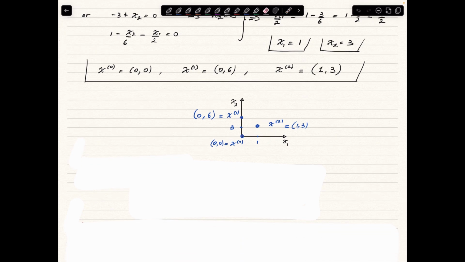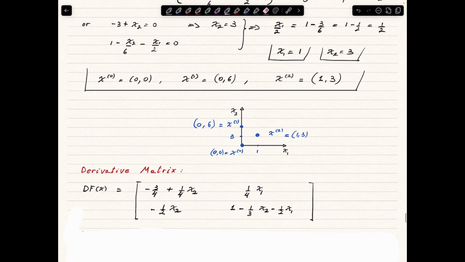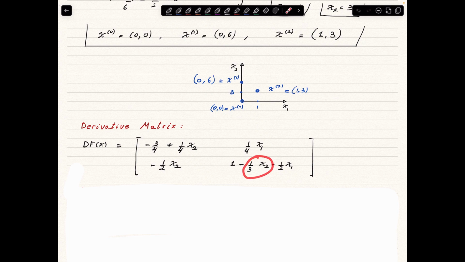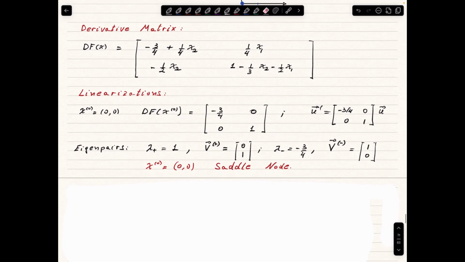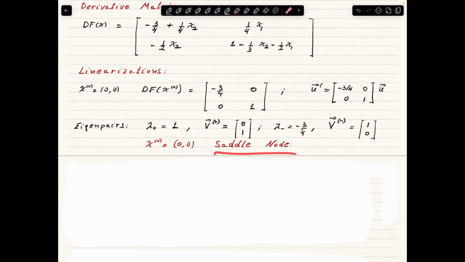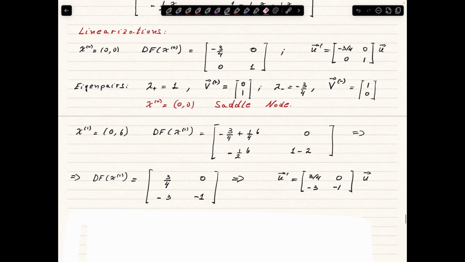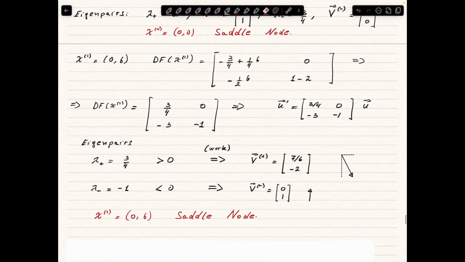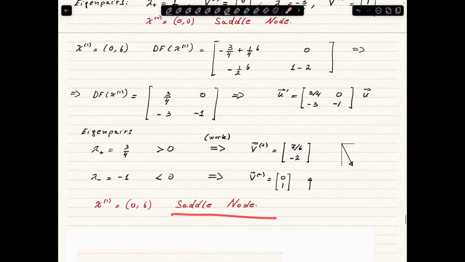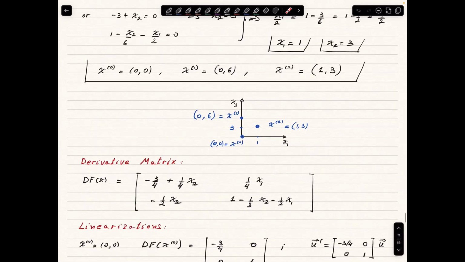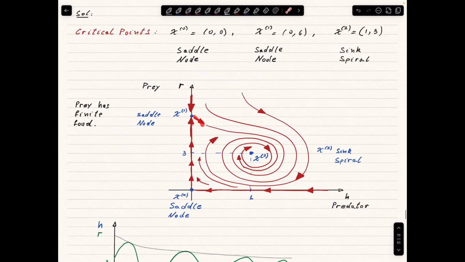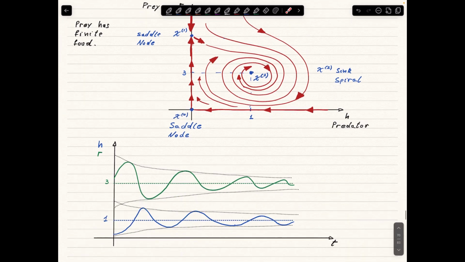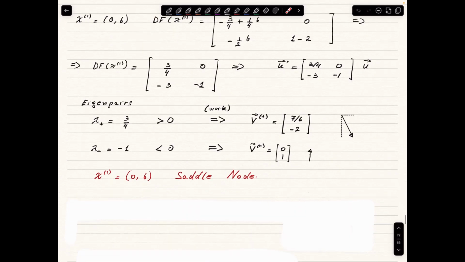Then we find the derivative matrix. It's a little bit more complicated because we had this extra term here. Then we evaluate at the linearizations, and we obtain, as before, a saddle at 0, 0. Then for the new critical point on the axis, you evaluate the derivative matrix, you do the same calculation we did before, and you end up with a saddle node in this case. You need eigenvectors just to see that this direction is important later on to do the picture. That direction is going to be that direction here in the picture, so that eigenvector is important.